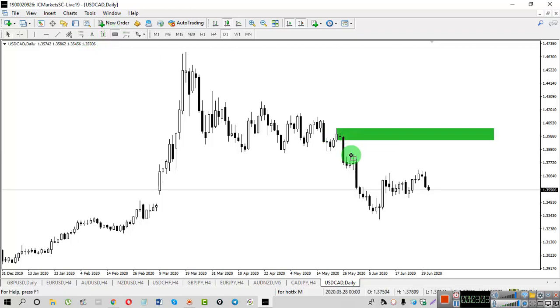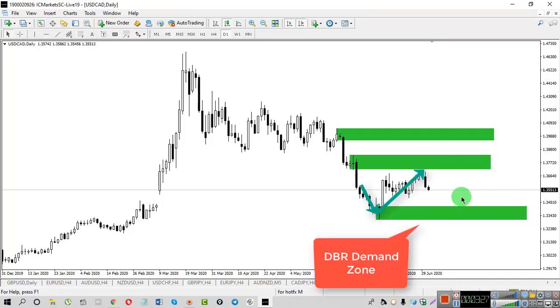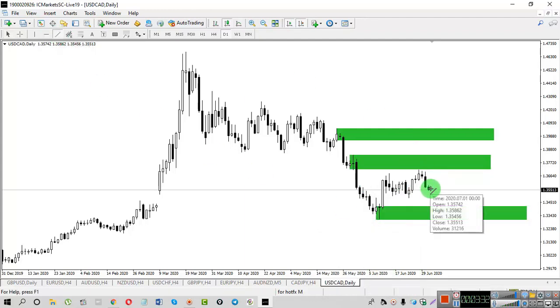Secondly, we have a supply zone here, which is tested somehow, and if we see downside, we have the demand zone here. So if market drops to this level, we can buy this market from this demand zone, which is a great demand zone.